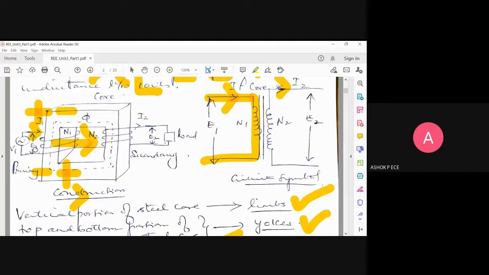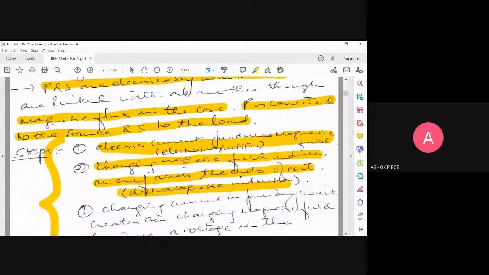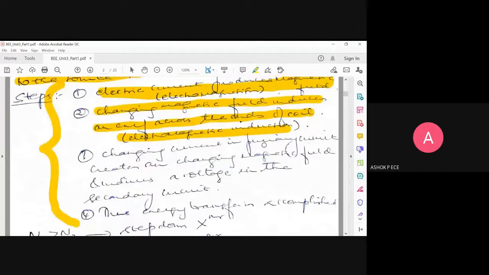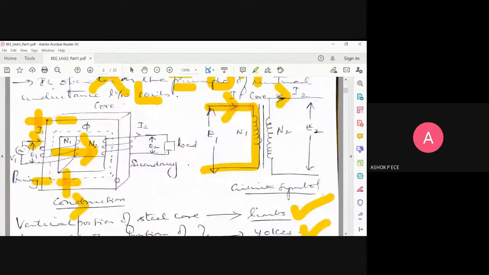So the induced EMF is given by E1, and that is going to oppose your source V1. So the effective voltage available across the primary is V1 minus E1. Third one, and this change in current in primary is going to create a change in magnetic field, and this is going to use the core now only.